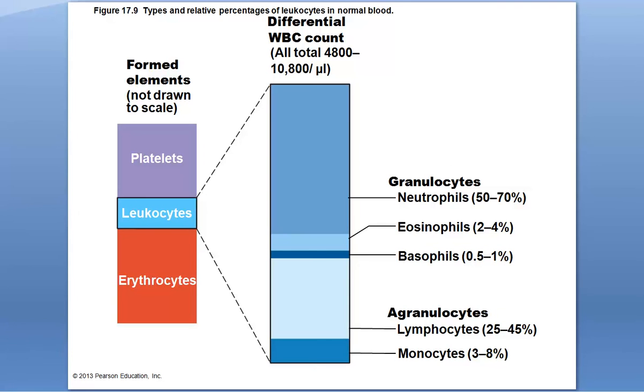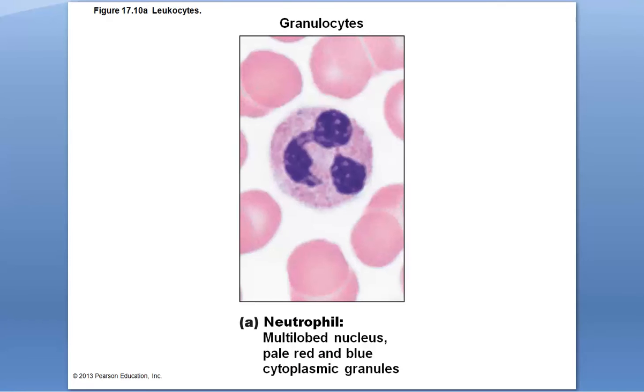So now we'll consider the white blood cells, leukocytes. There are 5 primary types of white blood cells: the granulocytes, which contain granules of chemicals in them, neutrophils, eosinophils, and basophils, and the agranulocytes, or those that do not contain granules, the lymphocytes and the monocytes. So first we'll talk about neutrophils.